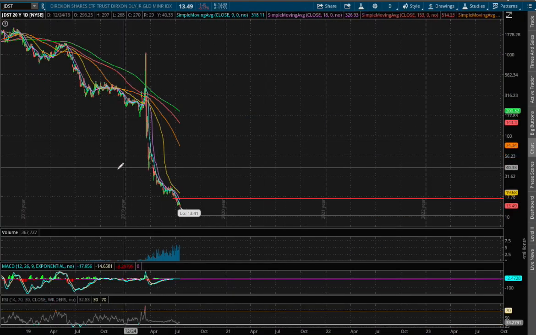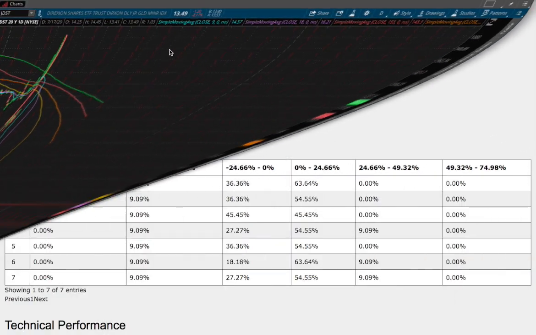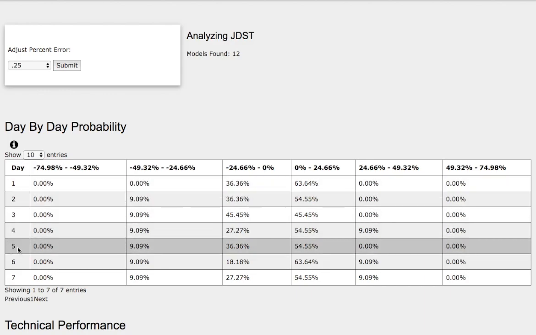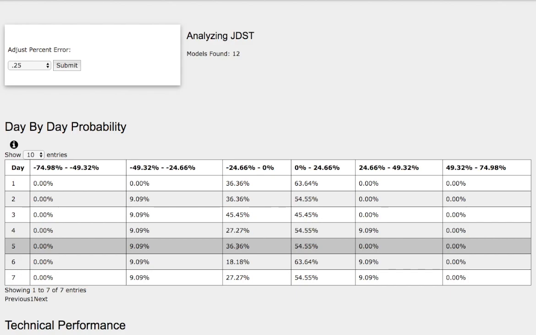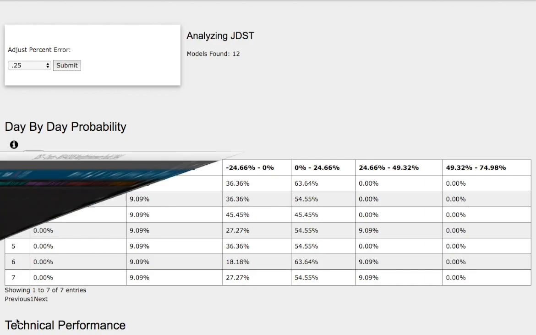As for the daily chart, if we now examine the day-by-day probability model for JDST, as we progress to the 5th day or a week of trading, we have a 55% chance for JDST to climb between 0 to 24%, and to the downside, a 36% chance for it to fall between 0 to negative 24%. And to the extreme case, to the downside, we have a 9% chance for it to fall between negative 24% to negative 49%. So we'll be using up 24% and down 24% as our support and resistance levels.